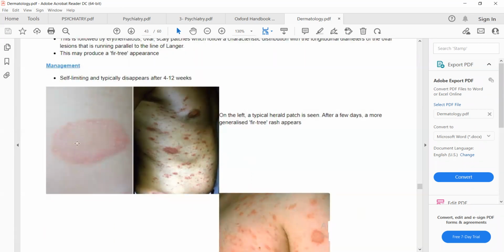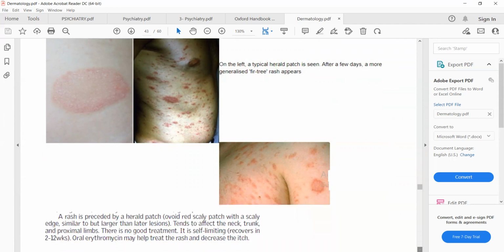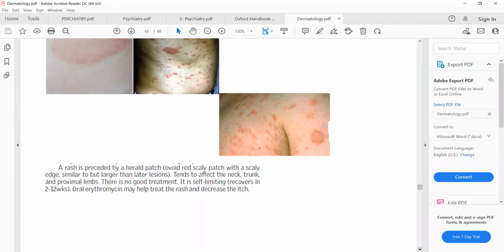In this diagram on the left, a herald patch is seen, and a few days after the appearance of the herald patch, a more generalized fir tree rash appears. That's why these two points are important to remember to make a diagnosis of Pityriasis Rosea. As its name indicates, it is redness or erythema, in which initially there is a single patch that is followed by a fir tree appearance of a rash, while in Pityriasis versicolor, there are hypopigmented areas on the skin.